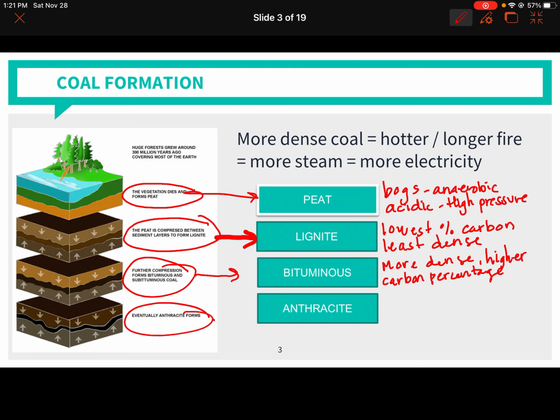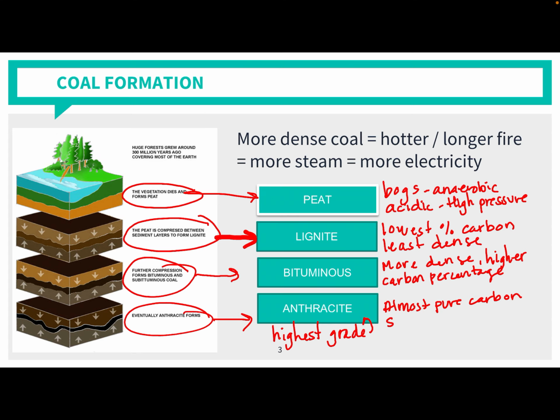Lastly, we get anthracite, which is the most valuable and highest grade. This is the most ideal type of coal to be used in domestic heating because it's almost pure carbon. And so when you burn it, you get the least amount of smoke. It's shiny and dense.